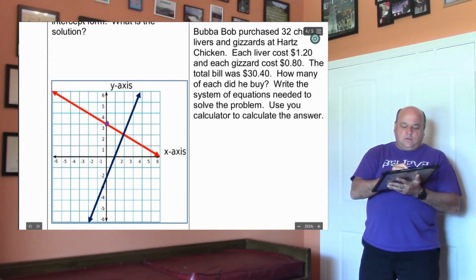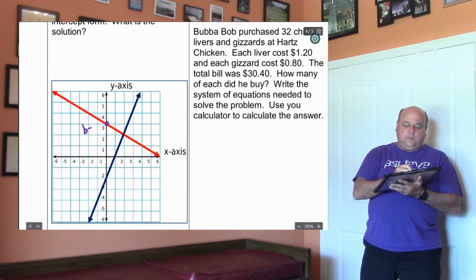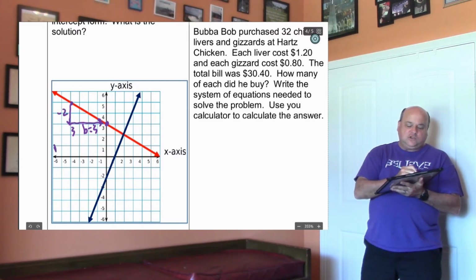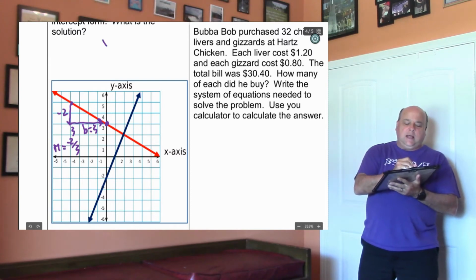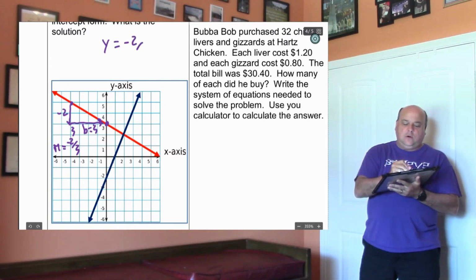So this line right here will cross at 3, that's our b, and then the slope is going to go from here down and over. So the slope is going down 2, right 3. So my m is equal to -2 over 3. So that's one line. Y equals -2 over 3x plus 3.